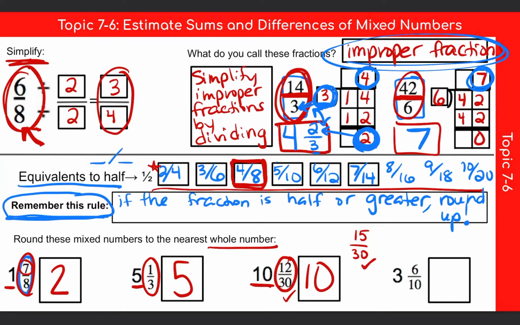And the last one, 3 and 6/10. Okay? Well, 5/10 over here is half. 6/10 is greater than half. Okay? So we take that 3 and we round up to a 4. All right? And that's all we're doing for rounding mixed numbers.